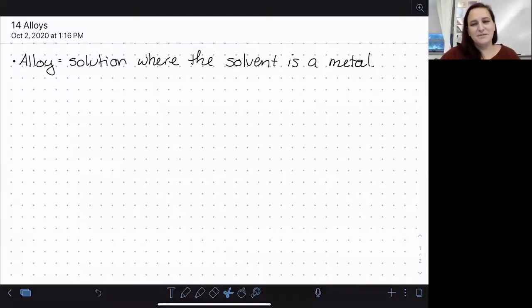In this video, we're going to be talking about a very different kind of solution known as an alloy, which is where the solvent in your solution is a metal. So alloys are composed primarily of metals, but they are homogeneous mixtures. So they are considered solutions, even though they're very different from the things that we've been talking about. So an alloy is mostly metal. The solutes can also be metals, or they can be non-metals as well.